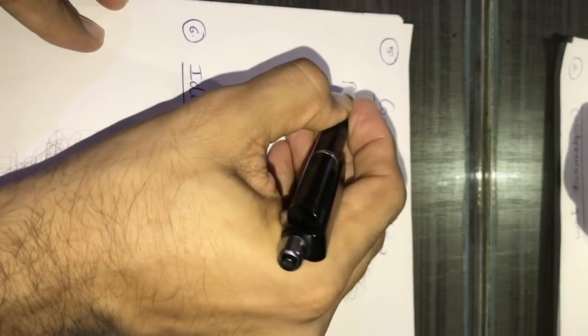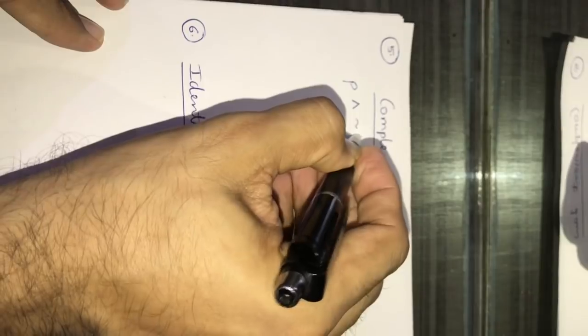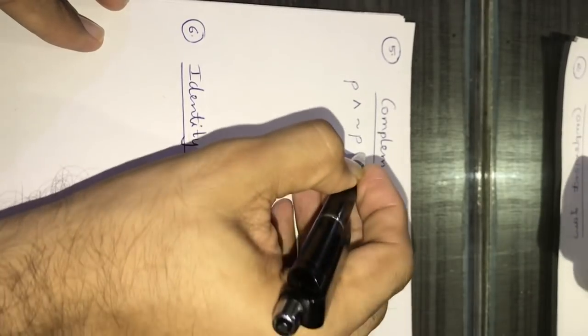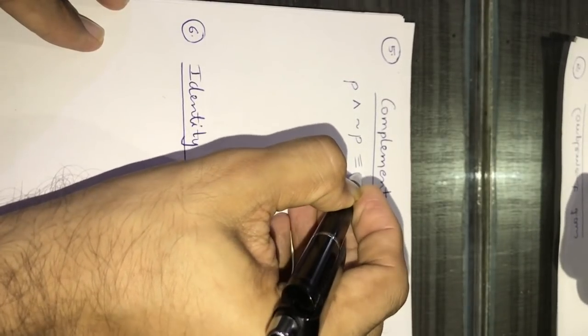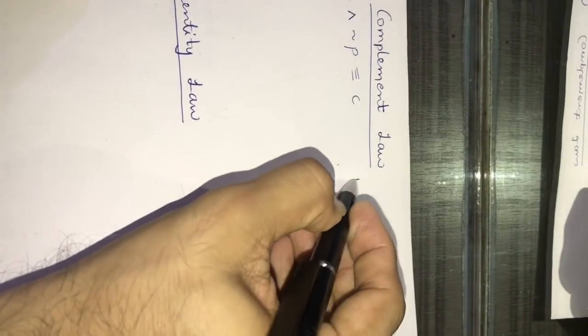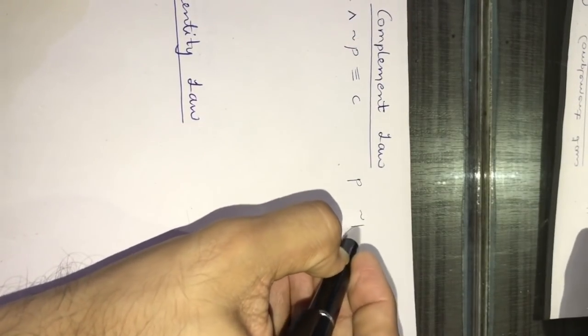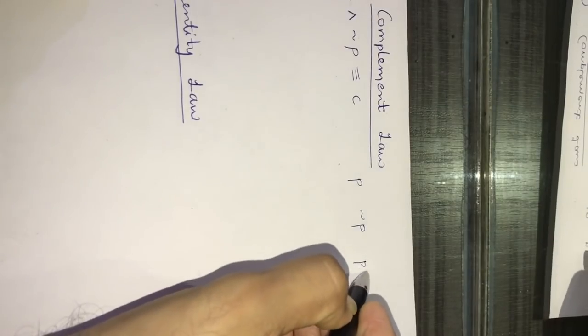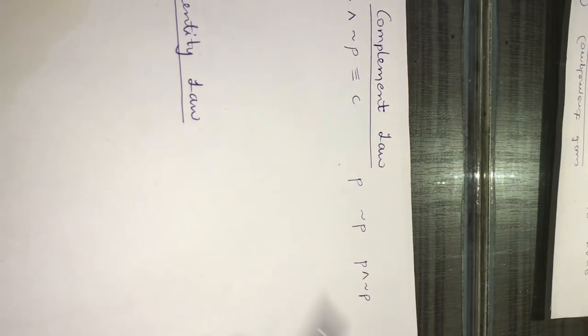Okay. The next law is complement law. Complement law is P and negation P is always a contradiction, right? We can make a truth table to prove it. P, negation P, P and negation P.